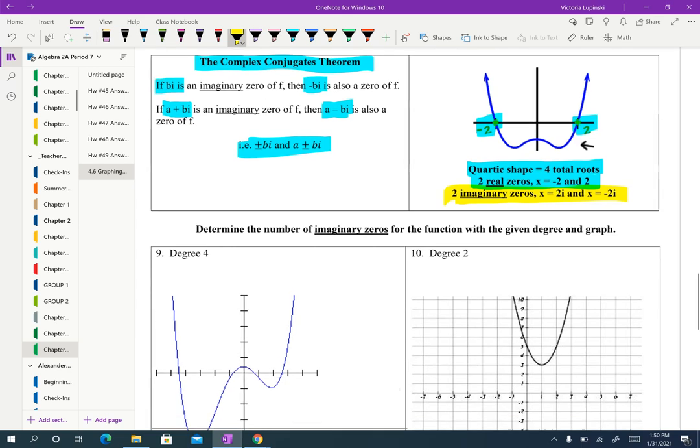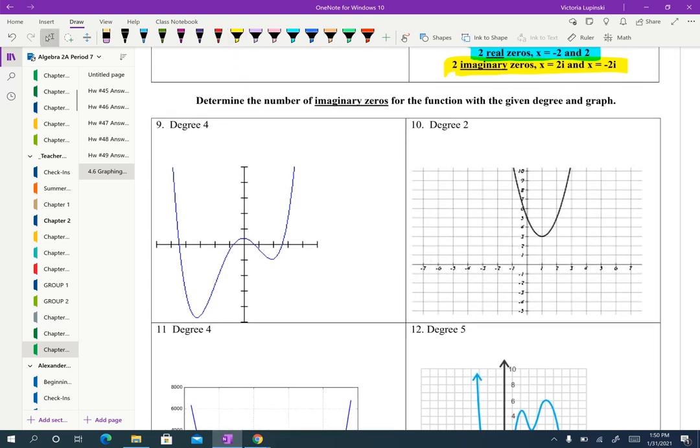So what would a question like that look like? We'll take a look at 9 and 10. Determine the number of imaginary zeros for the function given the degree and given the graph. So notice here in number 9, I am telling you that the degree of this polynomial has to be 4. That means that there has to be a total of 4 zeros, or 4 roots, 4 x-intercepts, 4 solutions.